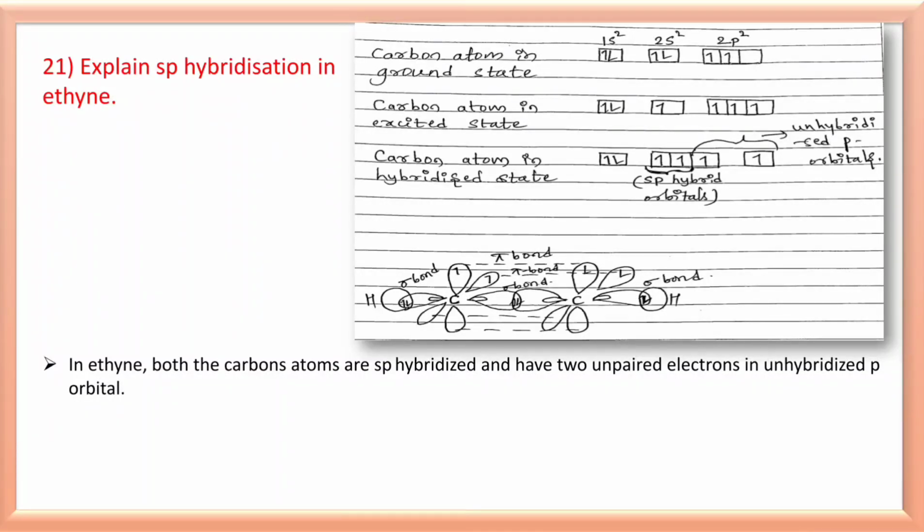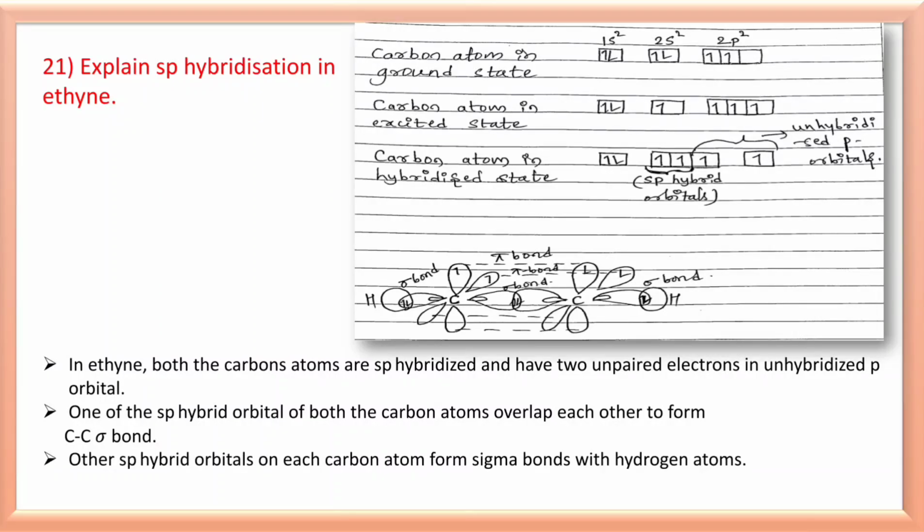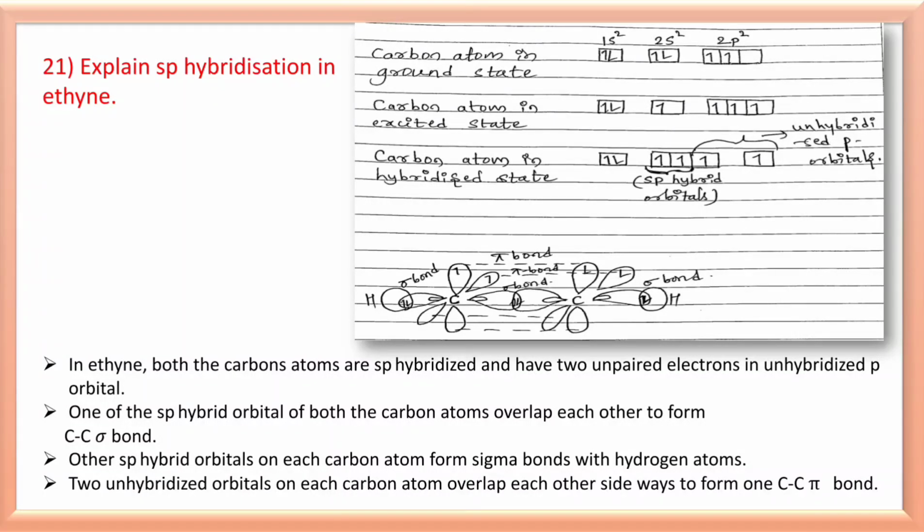In ethyne, both the carbon atoms are sp hybridized and have two unpaired electrons in the unhybridized p orbitals. One of the sp hybrid orbitals of both carbon atoms overlap each other to form a carbon-carbon sigma bond. The other sp hybrid orbitals on each carbon atom form sigma bonds with the hydrogen atoms. Two unhybridized p orbitals on each carbon atom overlap each other sideways to form carbon-carbon pi bonds. I hope you followed, guys.